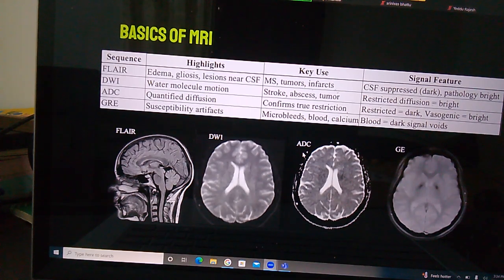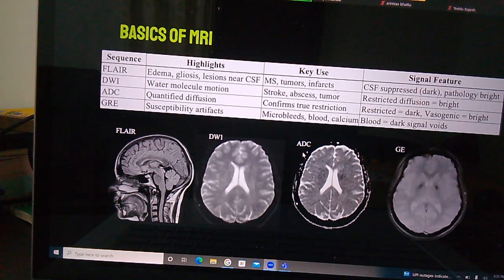And the ADC, another diffusion coefficient image. Again there is restricted movement. Tissues with restricted movement look dark, but if there is vasogenic edema, they look bright. It is actually quantified diffusion. Once you do a DWI, if you want to confirm, you can take ADC images, the diffusion coefficient images, to confirm that restriction.